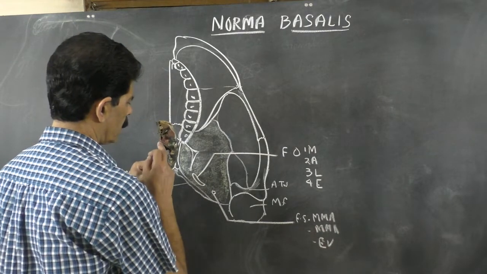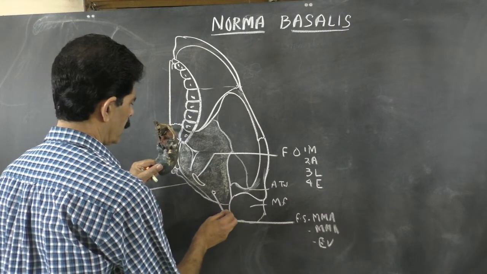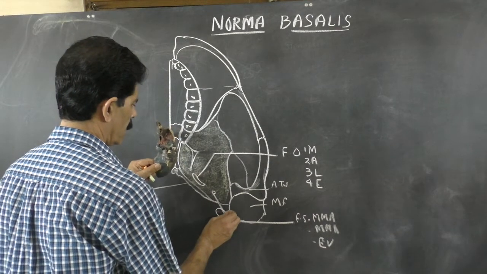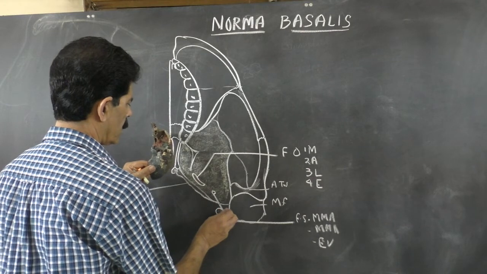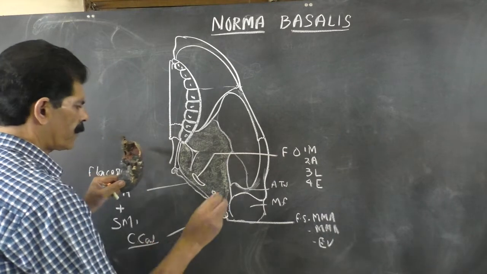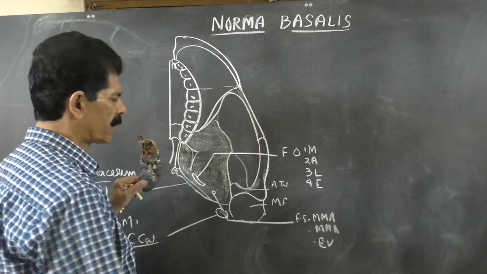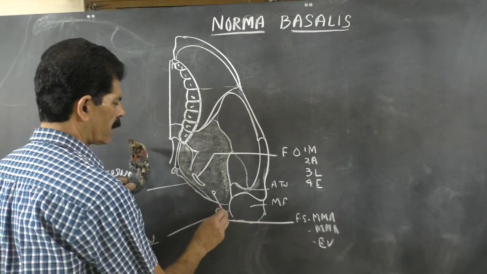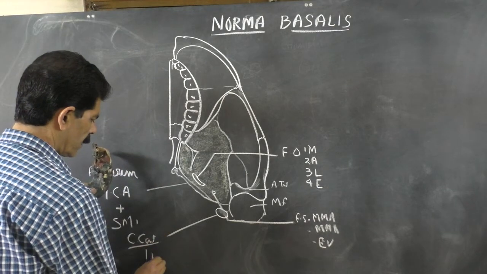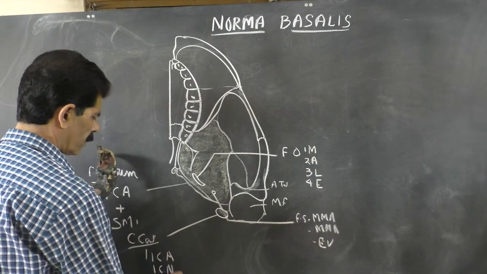Just lateral to it, there is an almost round foramen. This is called the carotid canal. If I put a wire into the carotid canal, it will come out through the foramen lacerum. It means the carotid canal and foramen lacerum are interconnected. In the carotid canal pass the internal carotid artery and the internal carotid nerve.